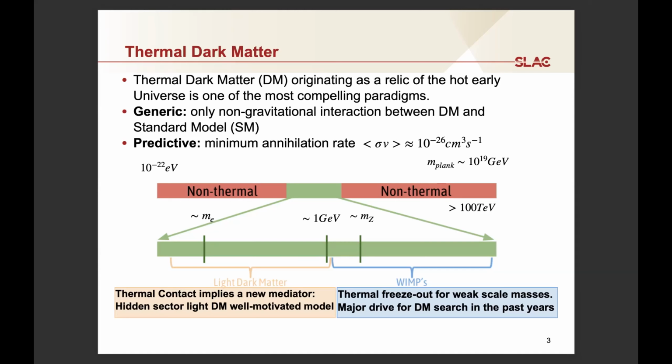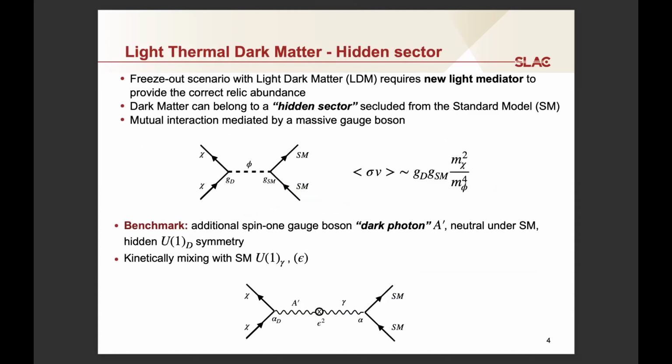And for light dark matter, in order to have the relic density, you need a new mediator, some sort of something that connects the standard model to the hidden sector. This can be, for example, a dark photon, if you assume that you can have an extra U(1) symmetry in your Lagrangian, which mixes with the electromagnetic photon. In this way, you have basically a portal between the hidden sector and the standard model, and then you can have annihilation, scattering, etc.